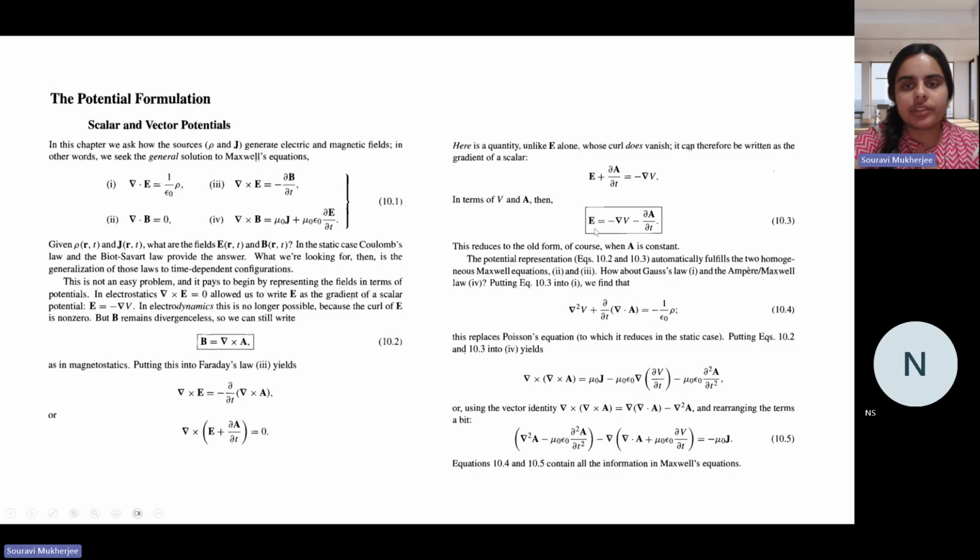We see that now your electric field is represented in terms of your scalar potential and in terms of your vector potential. And if you are in the electrostatic case where A is constant, del A del T is 0, so you get back to the same expression as you got for electrostatics. So basically, why are we doing this?